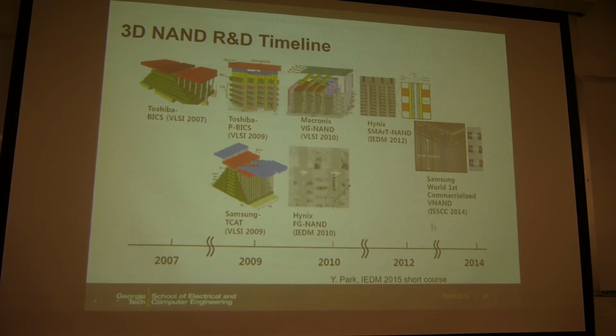But then, in 2014, Samsung first commercialized the 3D NAND into the market. Though I think Samsung's research maybe started a little bit later than Toshiba, Samsung is the first one to commercialize this. And they disclosed the details of the design in the ISSCC conference 2014. And this is the R&D timeline for the 3D NAND, about 7 years.